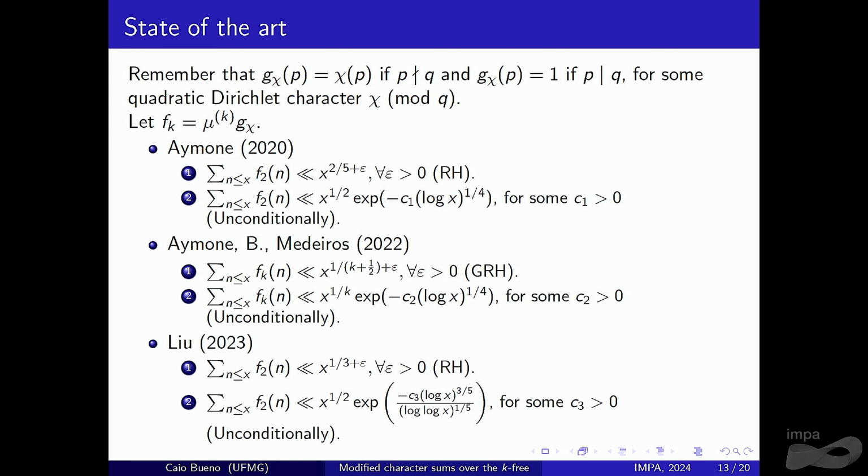In 2023, Liu improved the previous result and showed that for square-free integers, it is x to the power 1/3, assuming the Riemann hypothesis. And she also improved the unconditional bound. This exponential was improved, but we have no power saving on the main term. Basically, she used the Vinogradov-Korobov zero-free region for the unconditional result, and we used the simplest zero-free region. I built upon Liu's work to generalize this result to the k-free integers.